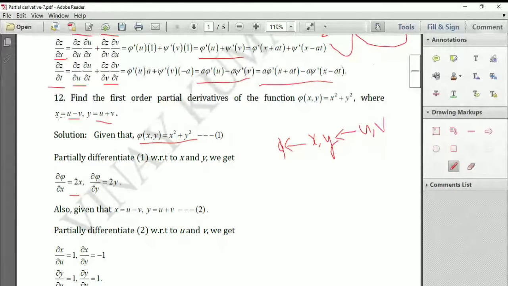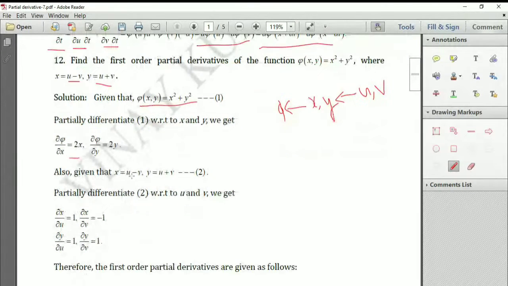Now we differentiate x and y. Now let us consider x and y. What is your x? u minus v. And what is your y? u plus v. Now partially differentiate these two with respect to u and v. Why do you have to apply partial derivative? Because these two are functions of two variables. If it is only one variable, I would have applied the total derivative d by d.